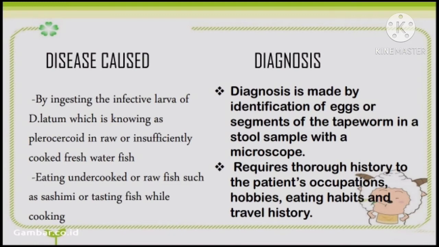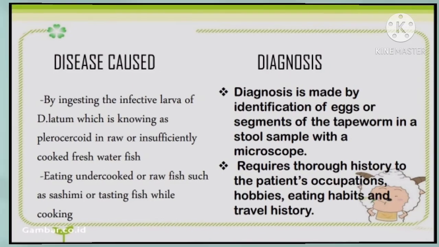So what is its diagnosis? Its diagnosis is made by identification of eggs. For everyone's information, Diphyllobothrium latum lays 1 million eggs per day. It also requires a thorough history of the patient's occupation, hobbies, eating habits, and travel history, because Diphyllobothriasis is known to occur in both endemic and non-endemic areas as a result of globalization.